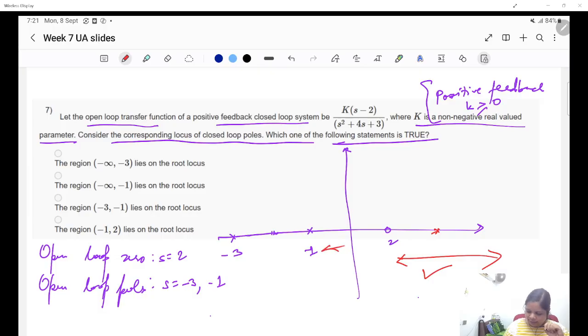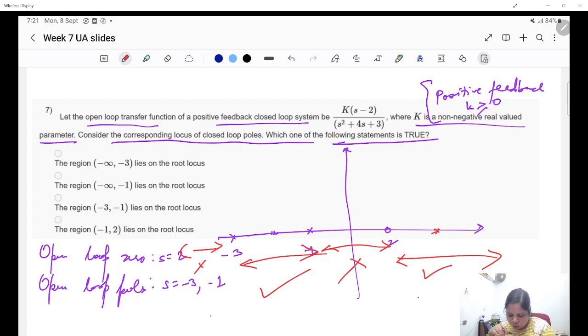For this region it won't be there because the number of poles and zeros to the right of it is odd. Then again for this region it would be there, for this region it won't be there. So the regions that are lying on the root locus are -3 to -1 and 2 to infinity. We don't have 2 to infinity in the options, so -3 to -1 is the correct option. Okay, let's move to the next question.